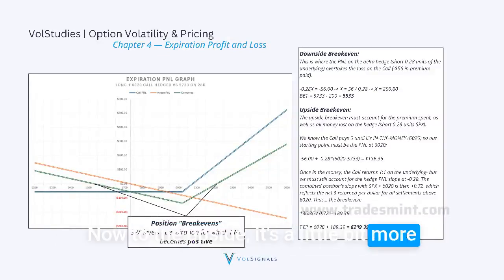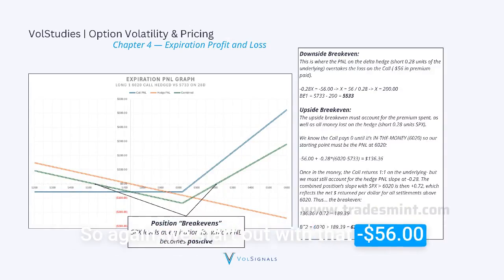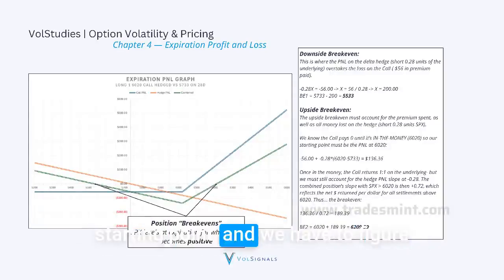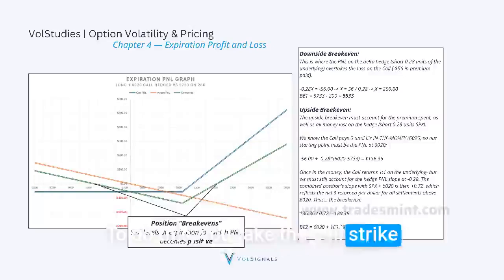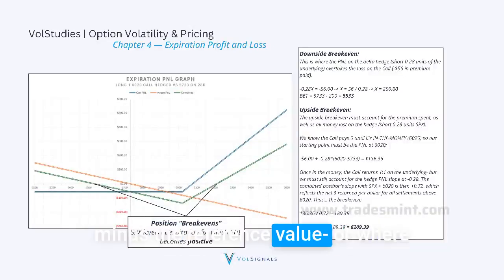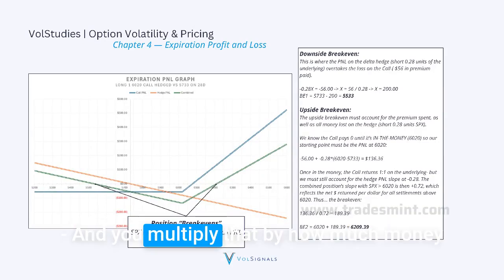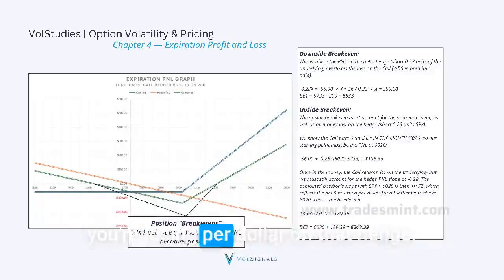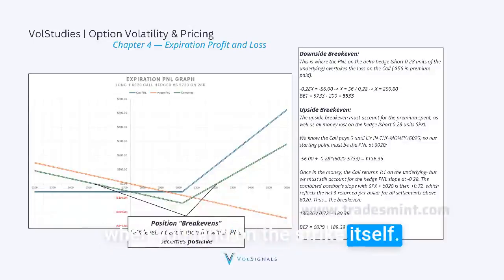Now to the upside, it's a little bit more complicated because we have two slopes in play. So again, we start out with that negative 56 starting point, and we have to figure out how much we lose on the hedge alone before we get to the strike price. To do this, you take the call strike minus the reference value, or where you initiated the hedge, that's 57.33, and you multiply that by how much money you're losing per dollar on that hedge. Turns out that when you do this, you're losing a combined $136.36 when you land on the strike itself.